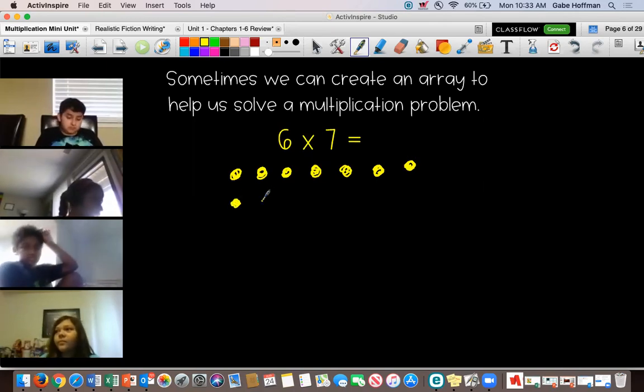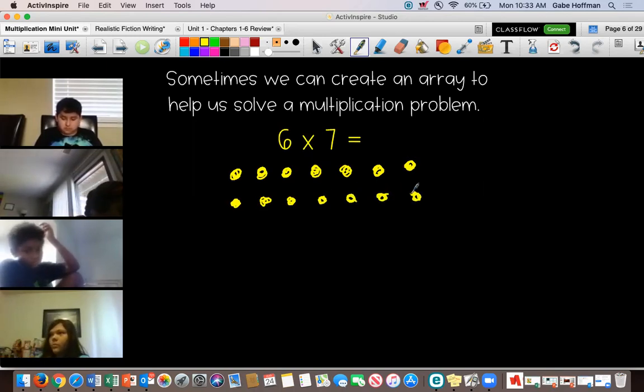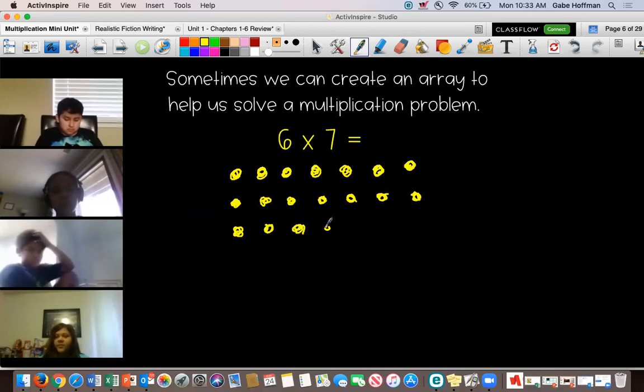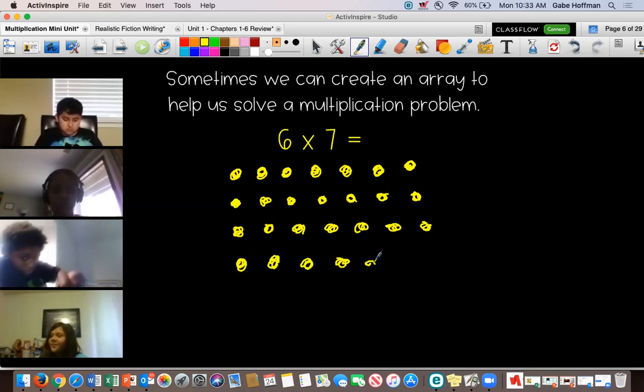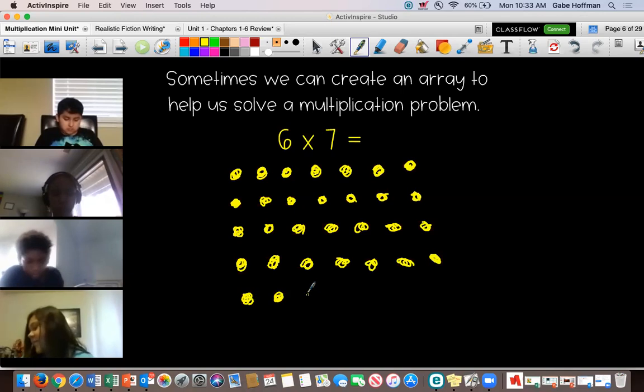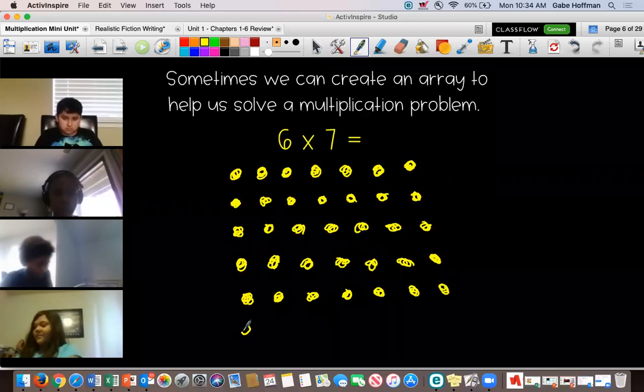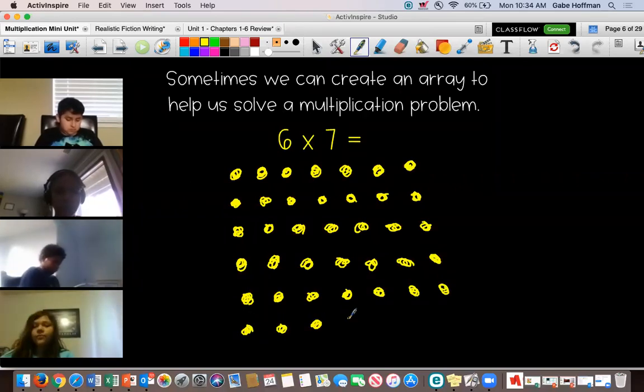So 1, 2, 3, 4, 5, 6, 7. There's 2 rows. You should be doing this with me. I see too many people on their screens looking around the room. 1, 2, 3, 4, 5, 6, 7. There's 3 rows. 1, 2, 3, 4, 5, 6, 7. 4 rows. Got 2 more. 1, 2, 3, 4, 5, 6, 7. 5 rows. And my last row. 1, 2, 3, 4, 5, 6, 7.